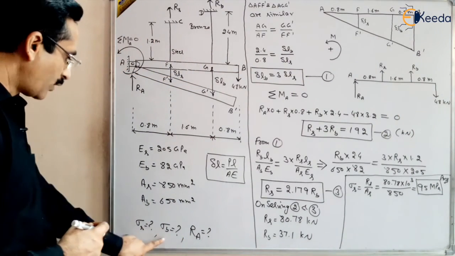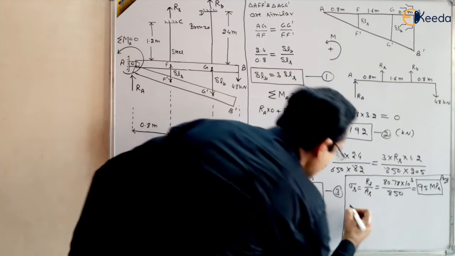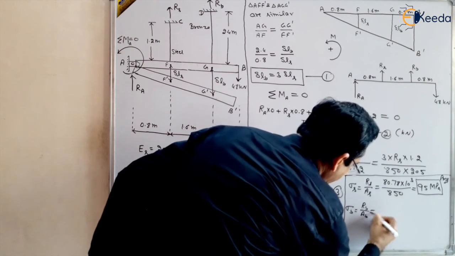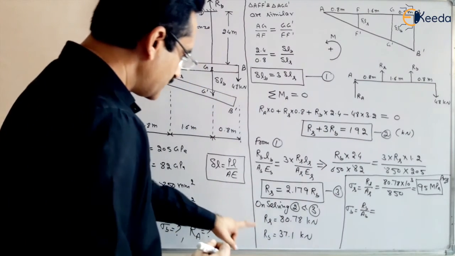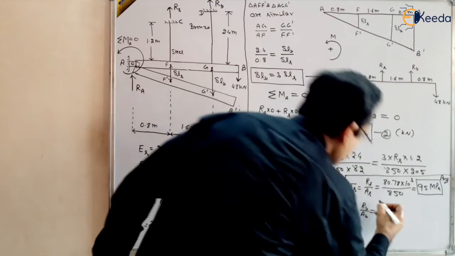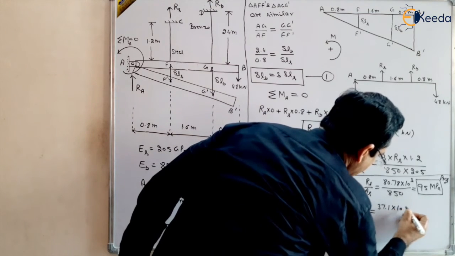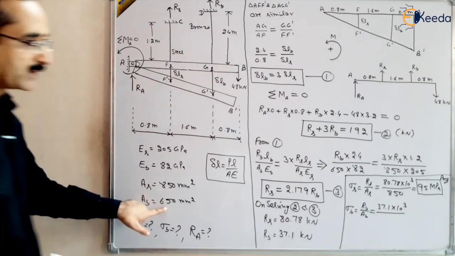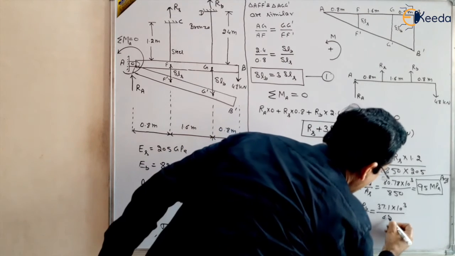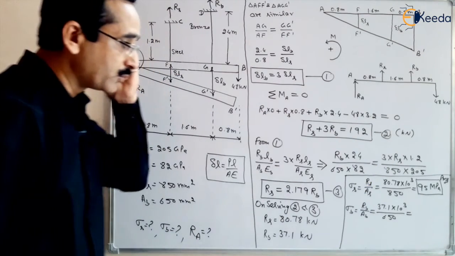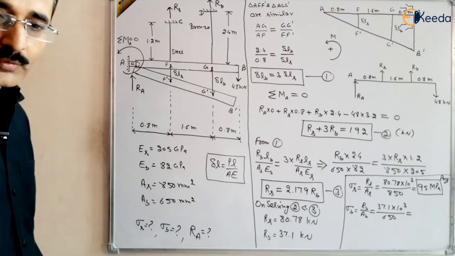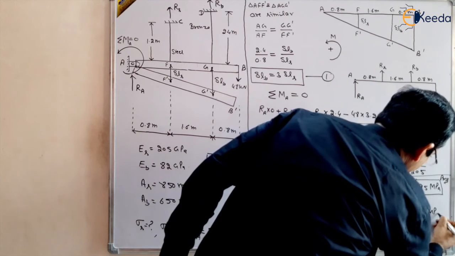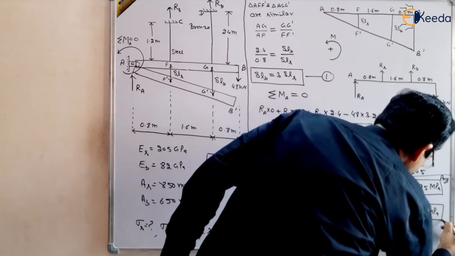And sigma in bronze will be equal to the reaction in bronze upon the area of bronze. Reaction in bronze is 37.1 kilonewton, so this is 37.1 multiplied by 1000 divided by area. Area of bronze is 650 millimeter square. Keep it as it is so that the answer will come in megapascal. Sigma B will come out to be 57 megapascal. This is our another answer, right?